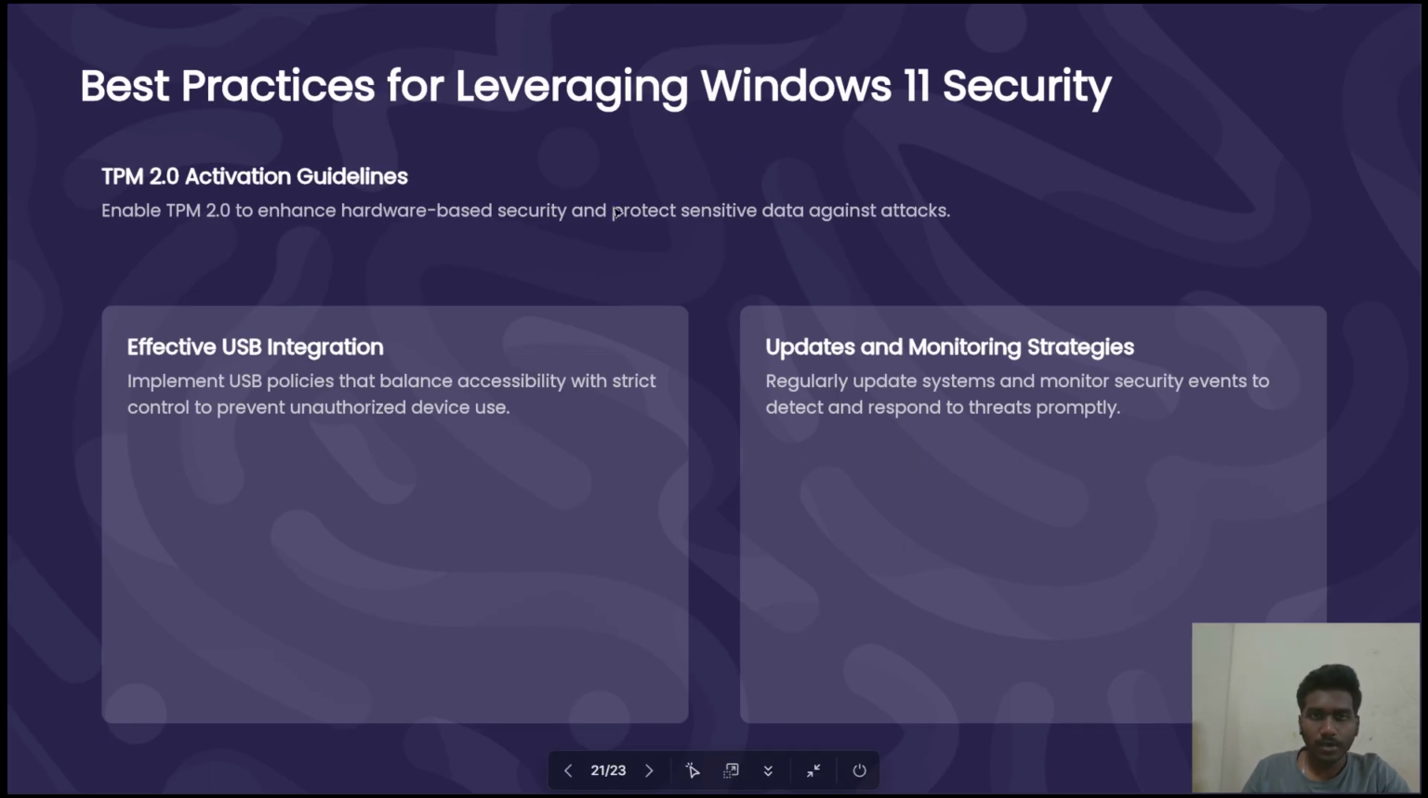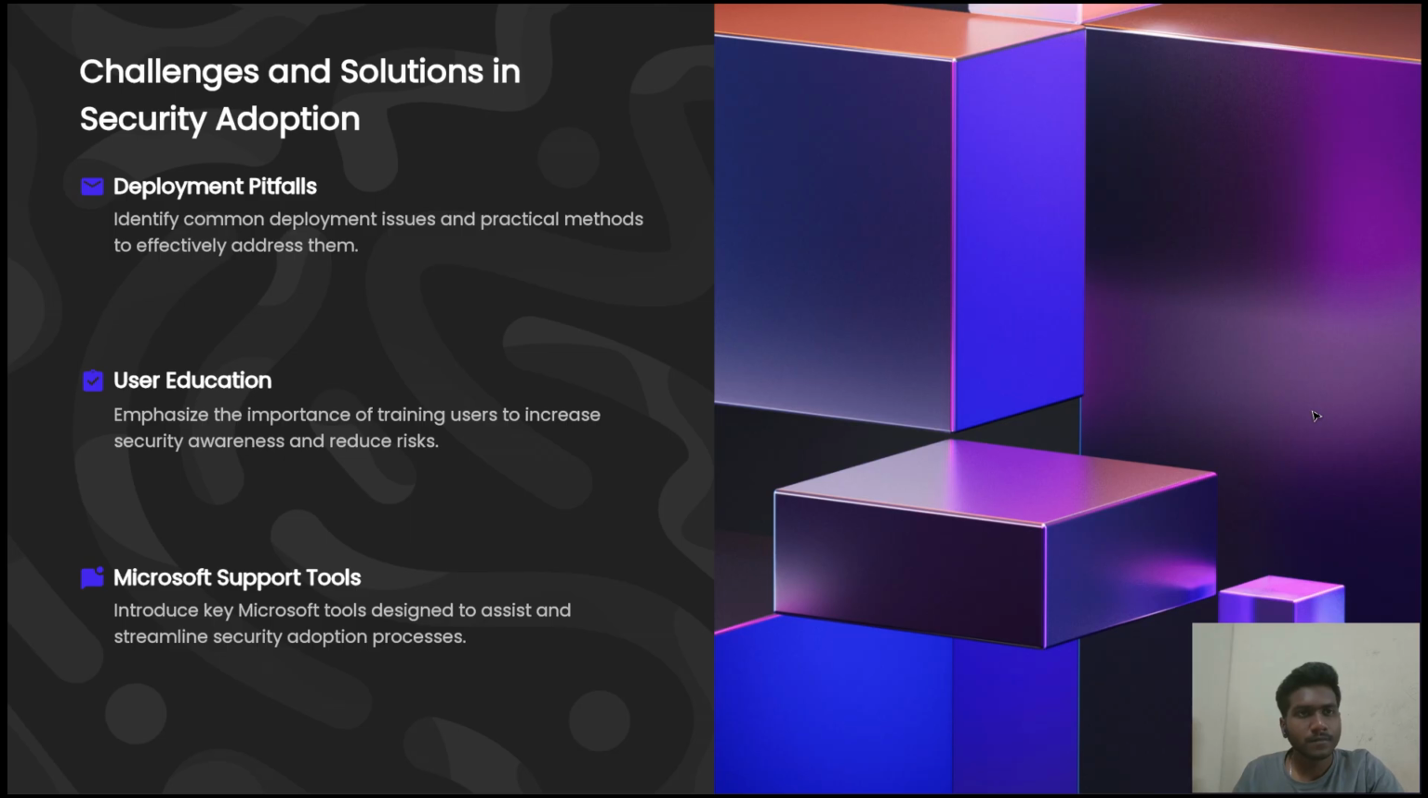Best practices for leveraging Windows 11 security. TPM 2.0 activation guidelines: enable TPM 2.0 to enhance hardware-based security and protect sensitive data against attacks. Effective USB integration: implement USB policies that balance accessibility with strict control to prevent unauthorized device use. Updates and monitoring strategies: regularly update the system and monitor security events to detect and respond to threats promptly. There are some challenges and solutions in security adoption: deployment pitfalls, second is user education, and third is Microsoft support tools.